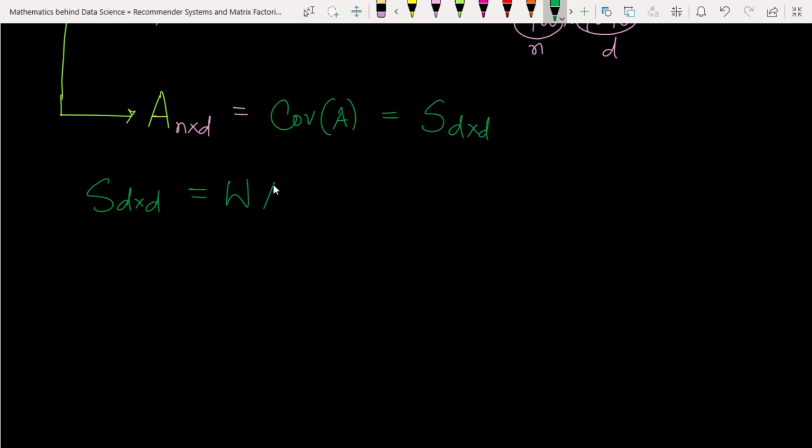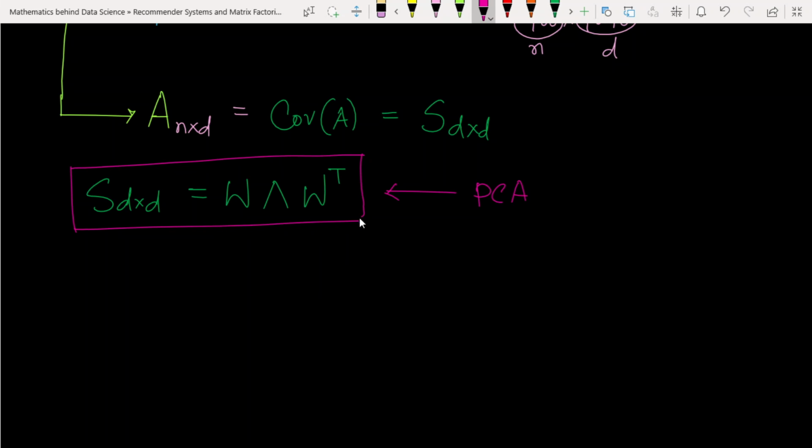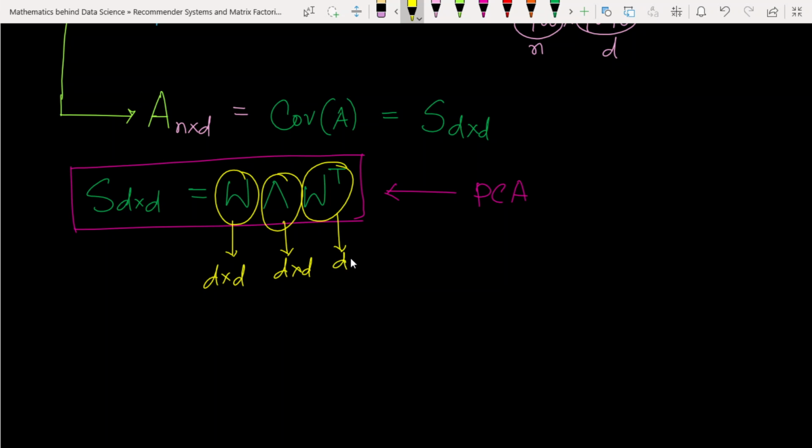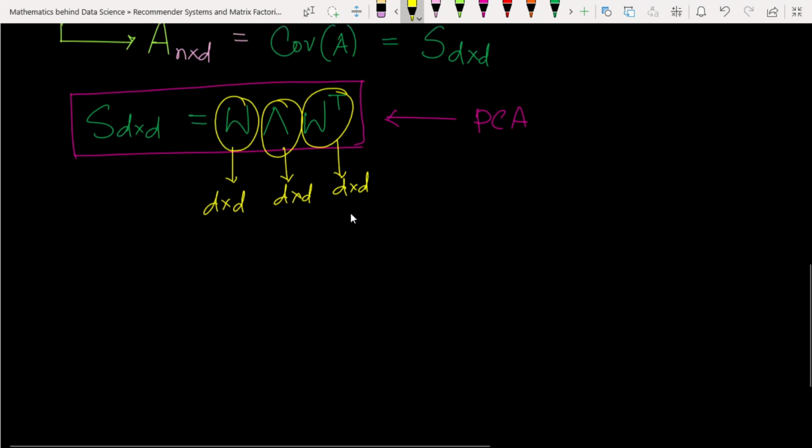Suppose we have applied the PCA technique on it and calculated this. The dimension of W will be D cross D. The dimension of sigma will be D cross D. Similarly, W transpose is D cross D. Okay, by simply using this PCA technique.